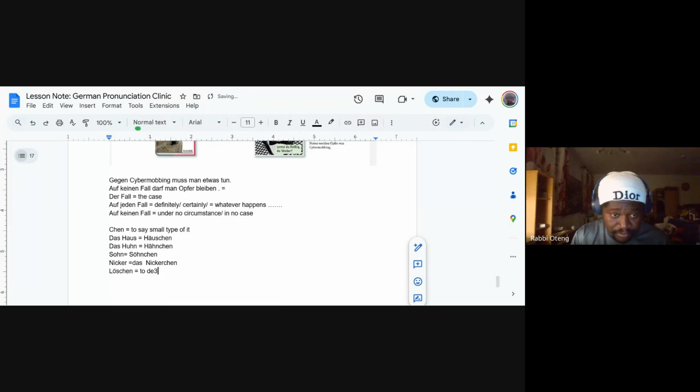To delete. And the past tense is löschte. Okay, it's a regular verb. It's regular in the preterite: löschte. Then the participle, or present perfect, will be what? Hat gelöscht. Okay. All right.